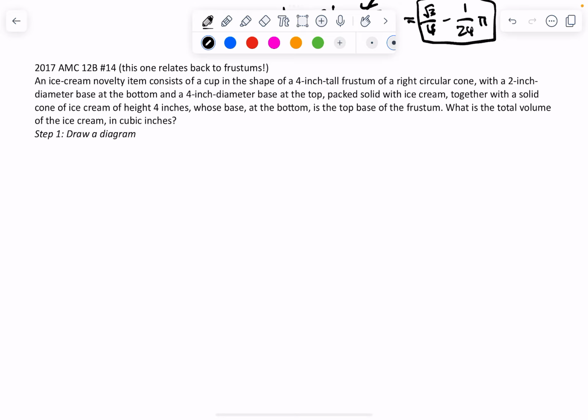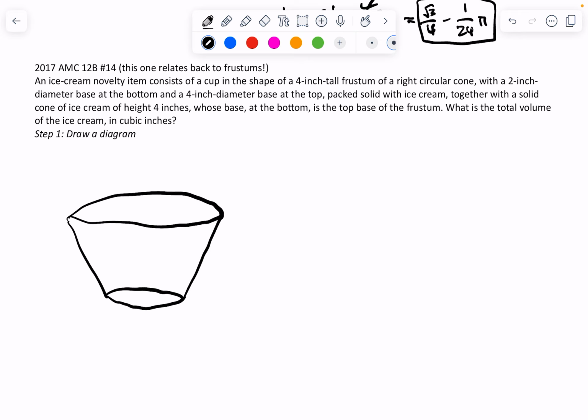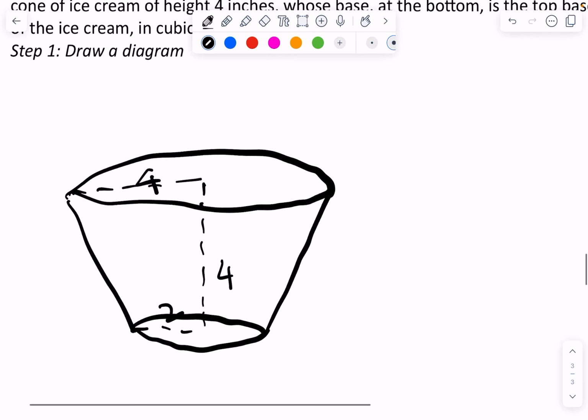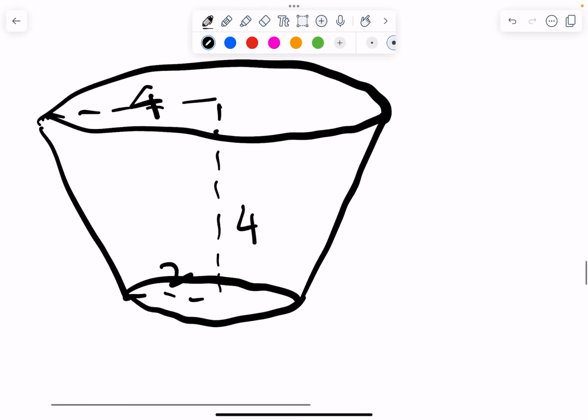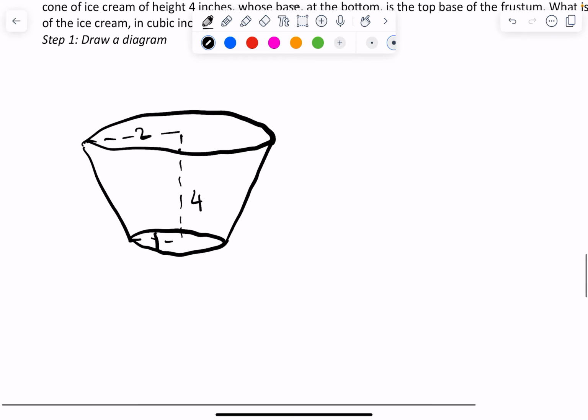So let's draw a picture for this first, okay? So what does this include? There's a cup, so it looks something like this. And then this is 4-inch tall, so the h here is 4. 2-inch diameter base at the bottom, and 4-inch diameter base. Oh yeah, it's a 4-inch diameter base. So the radius would actually only be 2. And the bottom radius really is only just 1.